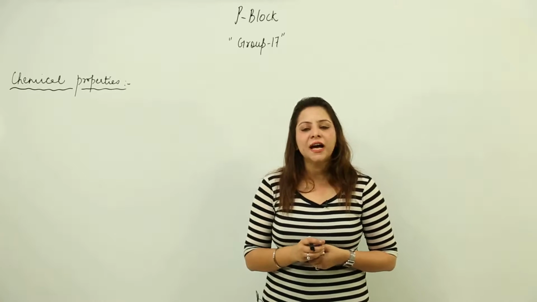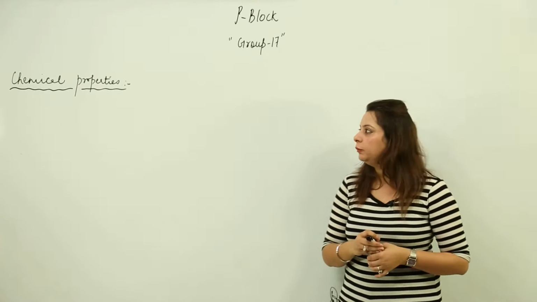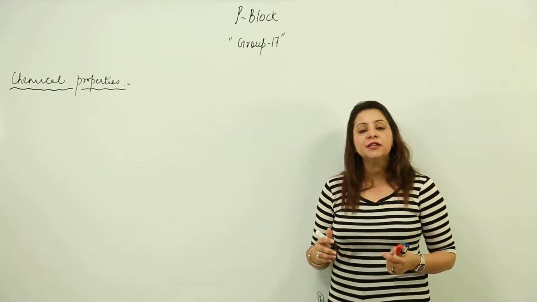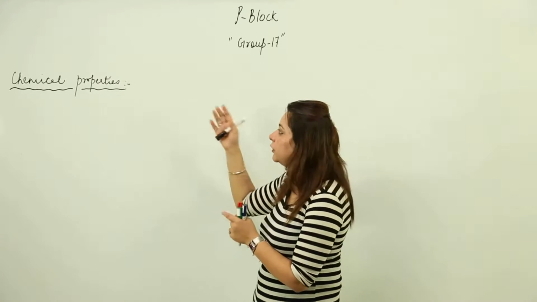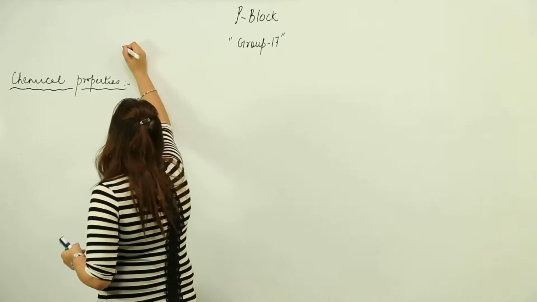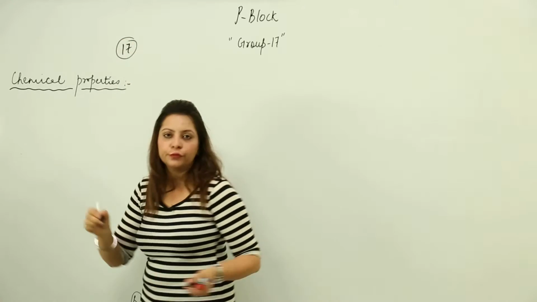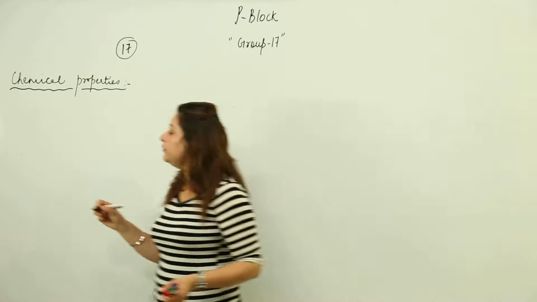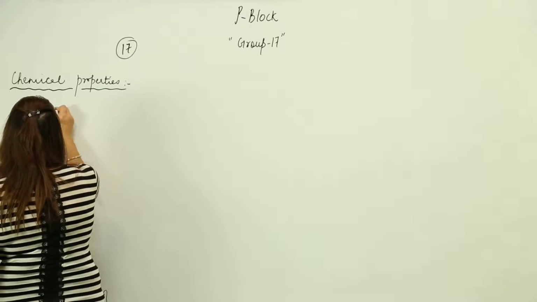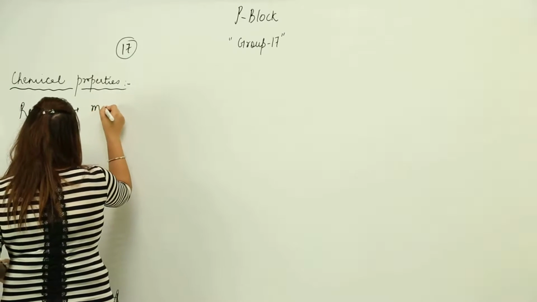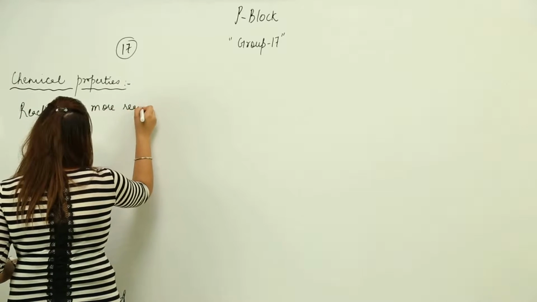Now we are going to start with the chemical properties of the p block. Before we do that, I just want to tell you that the p block group 17, which we are talking about, is actually very reactive. So if we talk about their reactivity first, they are very much reactive.